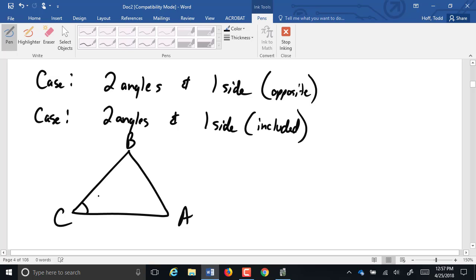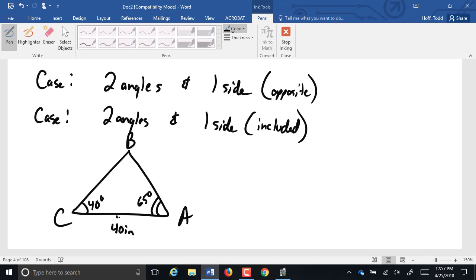Let's call this angle here 40 degrees. We're going to call angle A here 65 degrees. The included side would be this side right here. Let's call that 40 inches. So my sides, of course, are little a, little b, and little c.